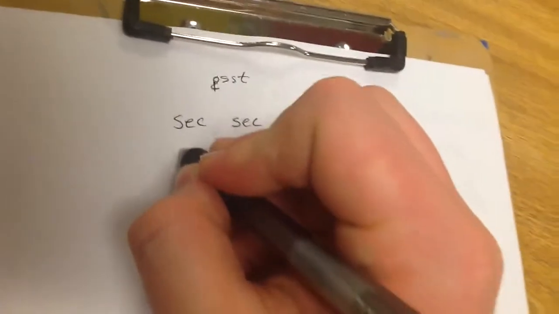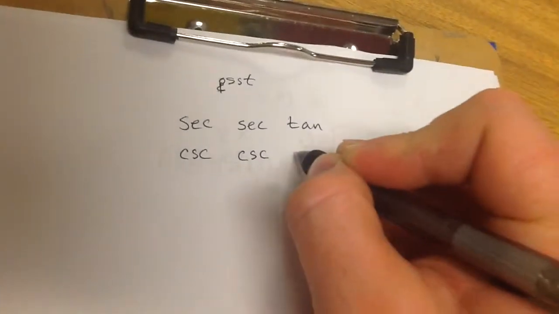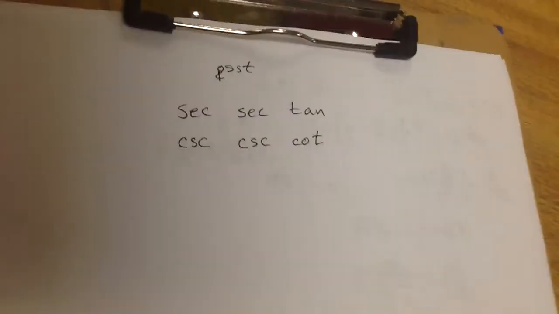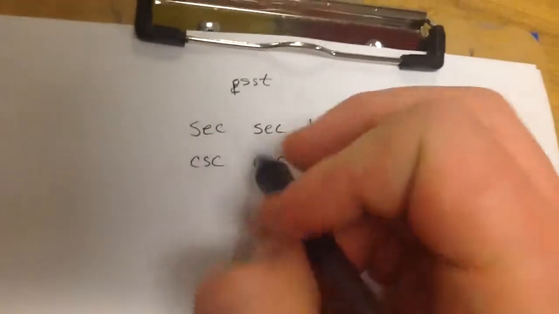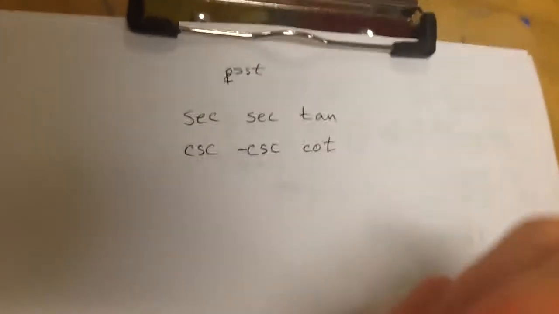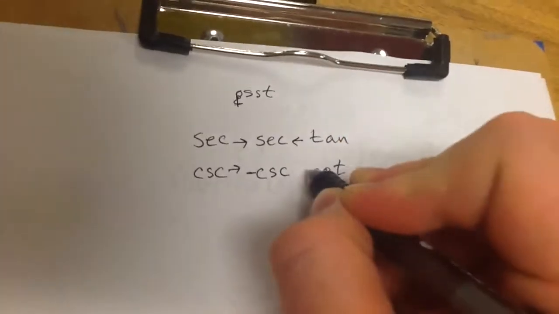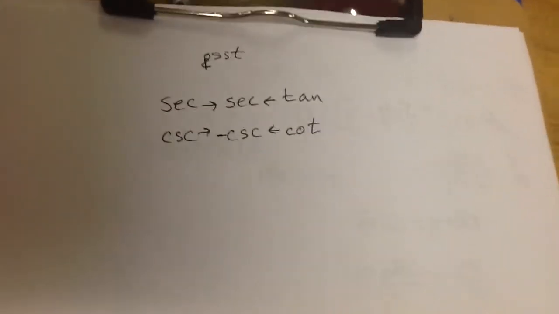Below those three, you write the opposites of them. Opposite of secant is cosecant, and cotangent. Okay? Then you just got to, this is the only weird part, put a negative right here on the bottom middle and put arrows. Okay, so what's it all mean?